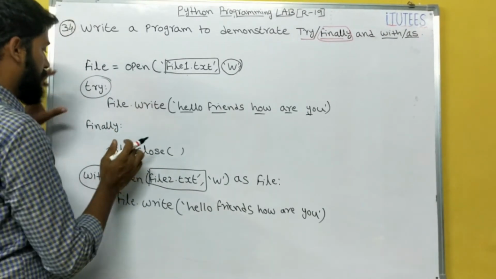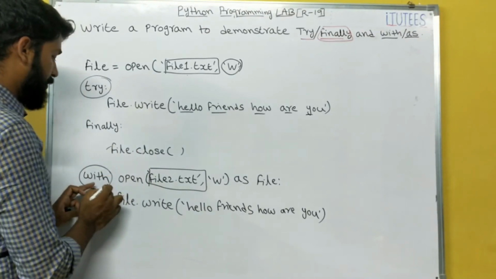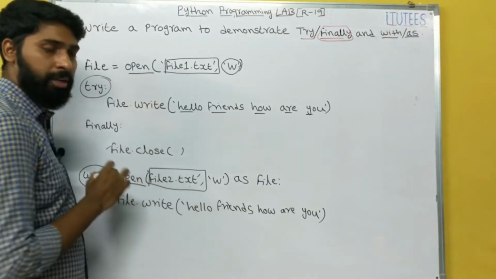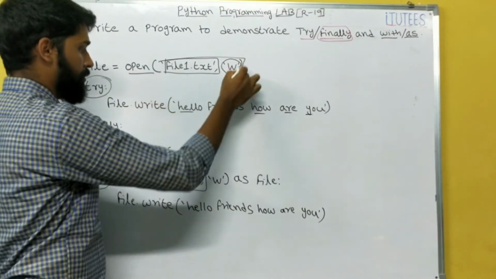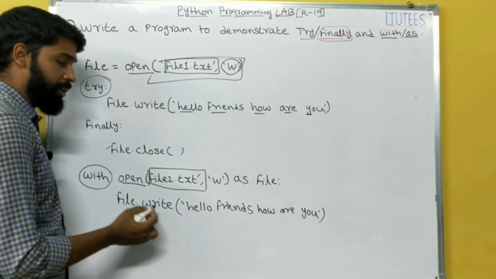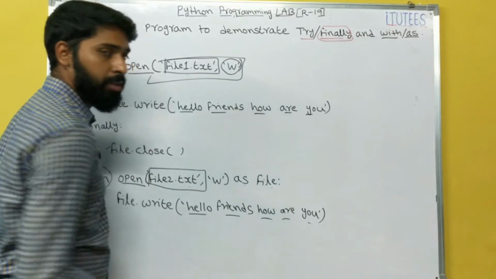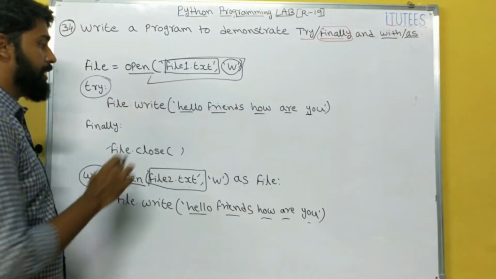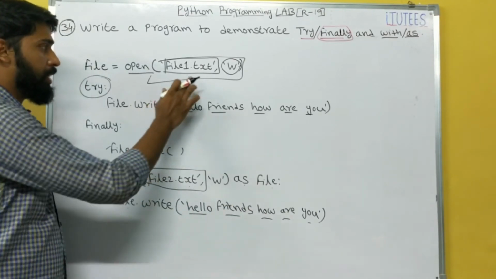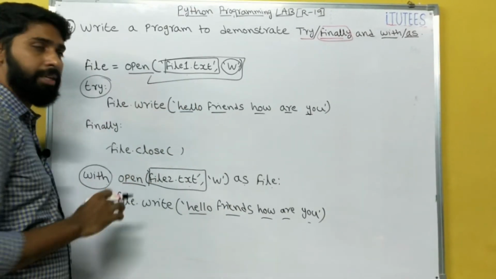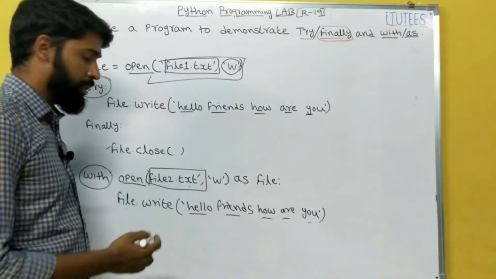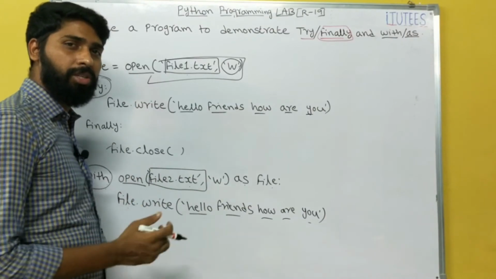So these are the instructions we write with the help of with open, the same thing: open file2.txt in w mode as file, then file.write hello friends how are you. Now the file1 content is hello friends how are you, and the file2 content is hello friends how are you. File1 is created using the try block, and file2 is created using with and as. We can see this more clearly when we execute this program.